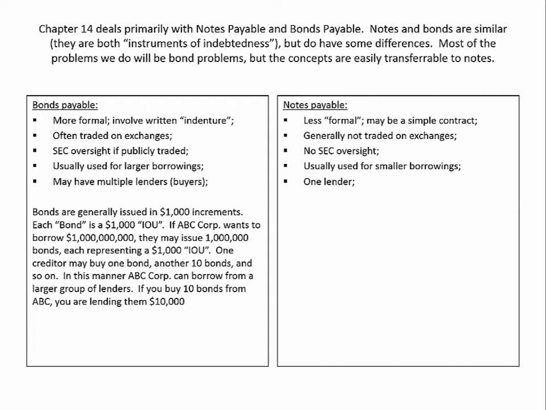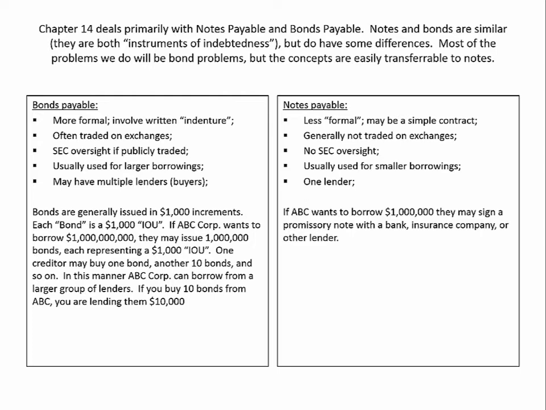And again, this is why they can access larger amounts of capital. Instead of having to borrow money from a single individual, they can borrow money from multiple individuals as part of the same transaction. One creditor may buy 10 bonds, essentially loaning the corporation $10,000. Another creditor may buy 100 bonds, thereby loaning the corporation $100,000. Again, in this manner, the borrower can borrow from a larger group of lenders and raise more capital. Promissory notes payable tend to be with a single lender. If ABC wants to borrow $1 million, they sign a contract, again, essentially an IOU, a promissory note, with a bank or an insurance company or a mutual fund or some other lender.